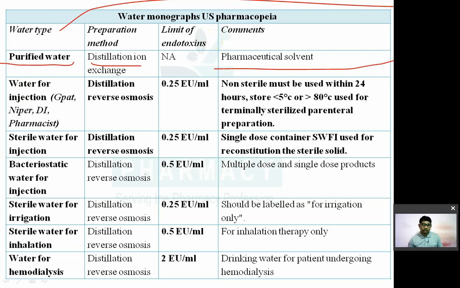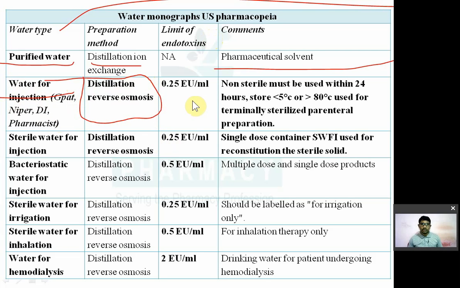Now next is water for injection. Water for injection is made by distillation and reverse osmosis. This question has already come in exams. Water for injection is made by distillation and reverse osmosis. Am I audible clearly? Can everyone hear me? So water for injection is made by distillation and reverse osmosis.